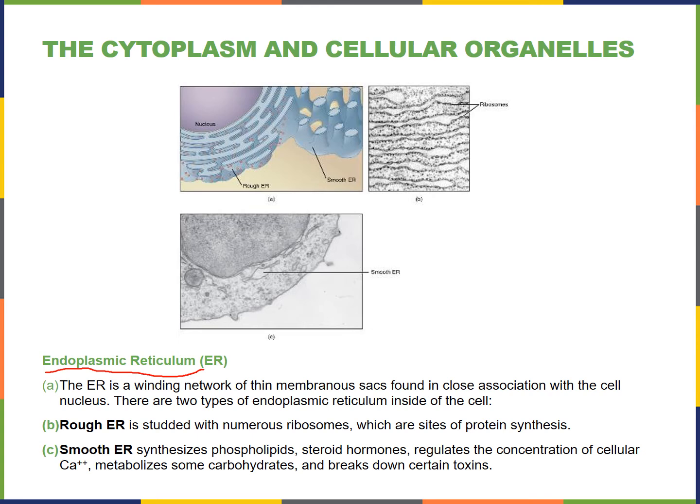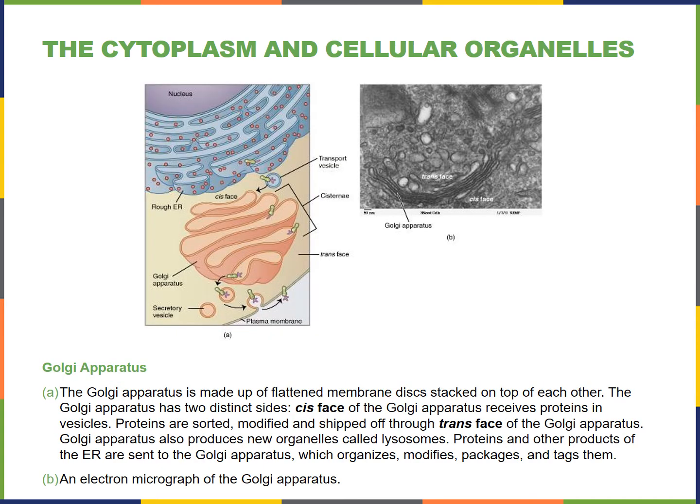Rough endoplasmic reticulum is studded with numerous ribosomes, which are sites of protein synthesis, because you know the ribosome is the experienced chef that can cook the protein. And the smooth ER synthesizes phospholipids and steroid hormones, regulates the concentration of cellular calcium, metabolizes some carbohydrates, and breaks down certain toxins.